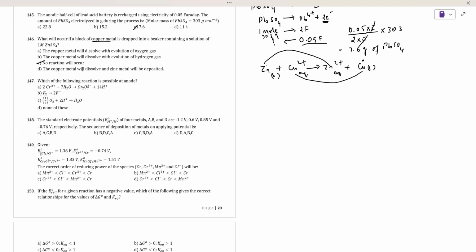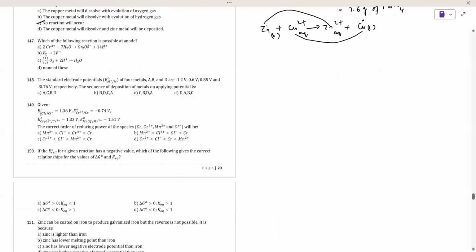What is it? The copper metal will dissolve and zinc metal will deposit. This will not be possible because zinc is more reactive when compared to copper, because zinc has an electrode potential value of minus 0.76 volts, whereas copper will have plus 0.34 volts. So hence option D would be incorrect. So option C only is correct. No reaction will occur. Coming to 147th question, which of the following reactions is possible at anode? So the question is very clear.